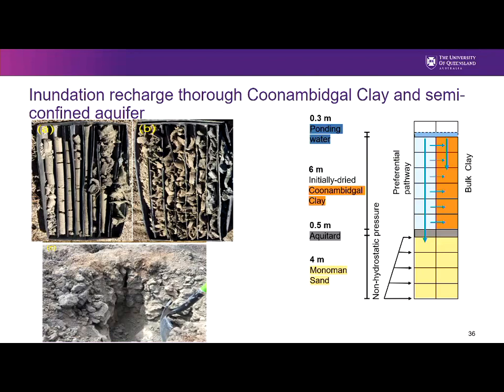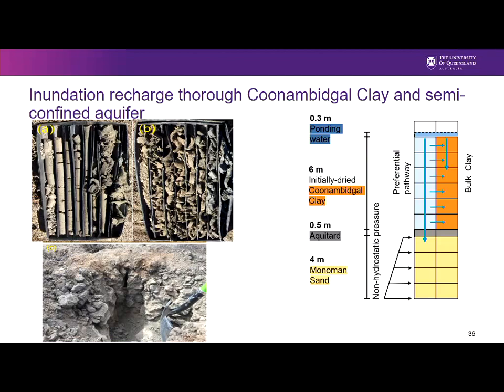So if the specific yield is 0.25, remember, how much water do you need to add to allow the groundwater table to rise by 1 meter? 0.25, isn't it? So you add 0.25 meters of water, and the groundwater level is able to rise by 1 meter. Same thing, specific storativity is only 0.001. So you don't need a lot of water. You just need a tiny little bit of water to allow this to happen, right? So this could be a way to explain.